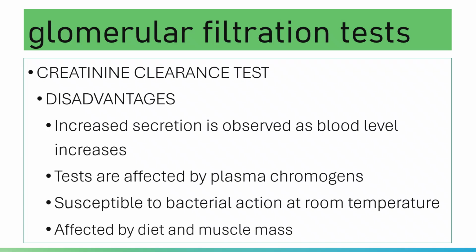And so because there is this small 7 to 10% amount of creatinine that is secreted by the renal tubules, it causes falsely elevated results in the urine. And in the plasma, there is a falsely decreased result due to the presence of chromogens that will interfere with the analysis.